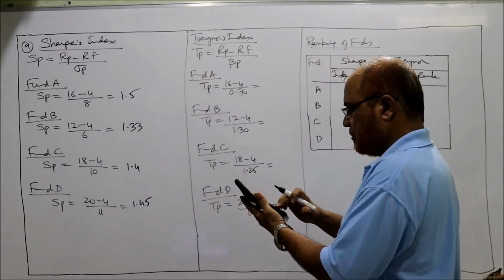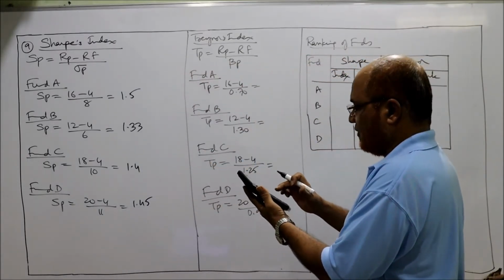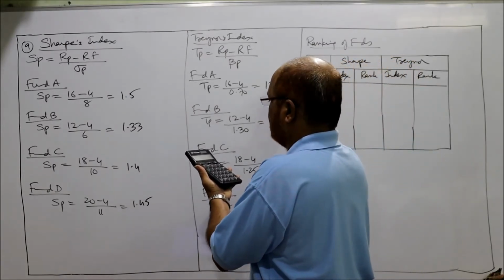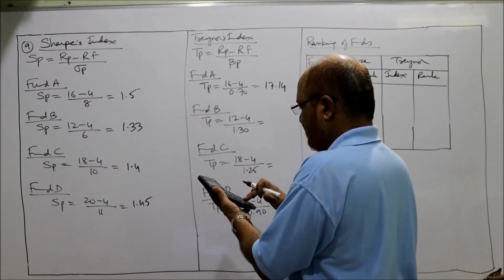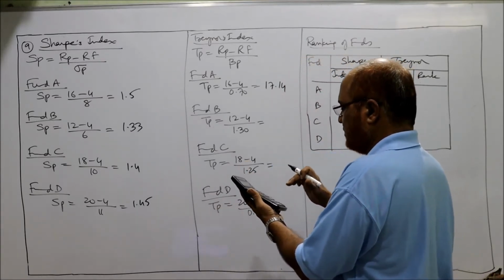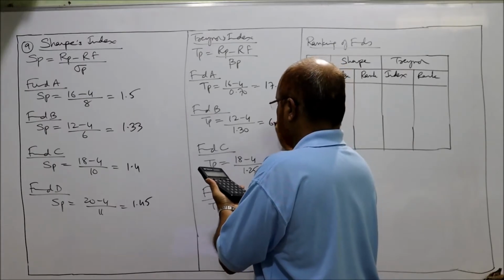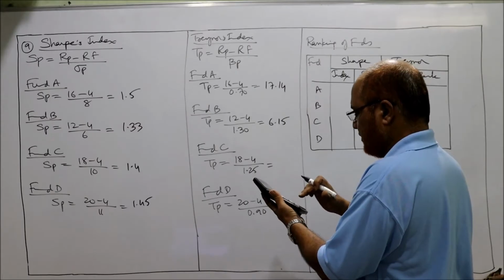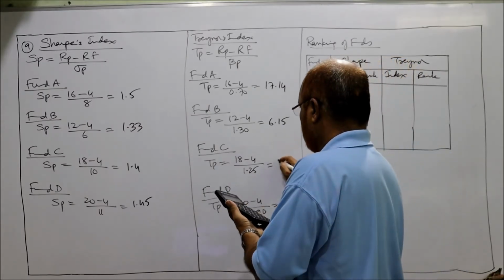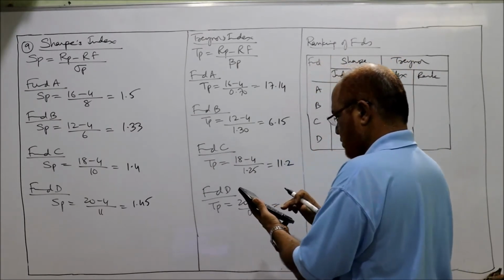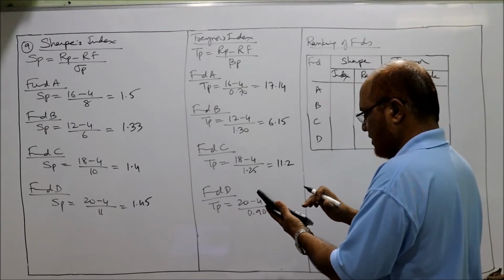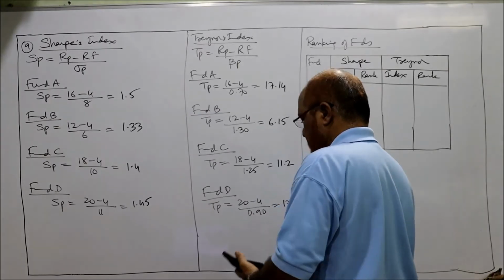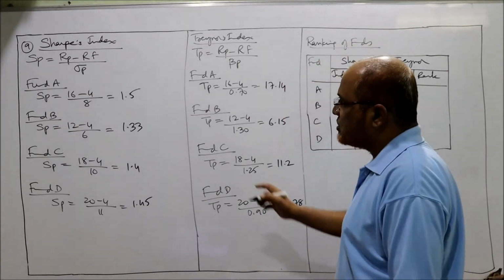Similarly, 16 minus 4 divided by 0.7 is 17.14. 12 minus 4 divided by 1.3 is 6.15. 18 minus 4 divided by 1.25 is 11.2. 20 minus 4 divided by 0.9 is 17.78. That's all. So we have made the calculations of all the indexes.